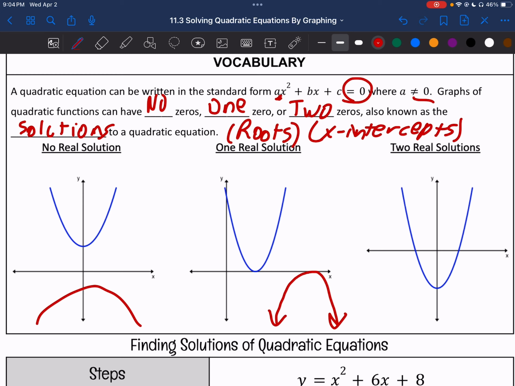Two real solutions happen when the graph is opening towards the x-axis. You see a positive graph there where we are opening up, but we've been shifted down. So you can see we have two solutions right there. You could also have a graph that opens down, and again, you would have two solutions because it's touching the x-axis at two different places. Those are all examples of no real solutions, one real solution, and two real solutions.